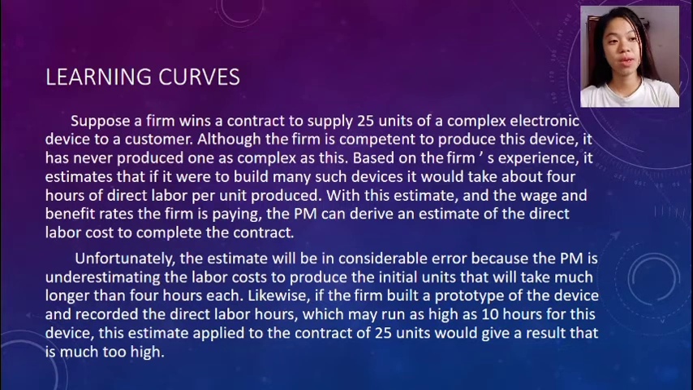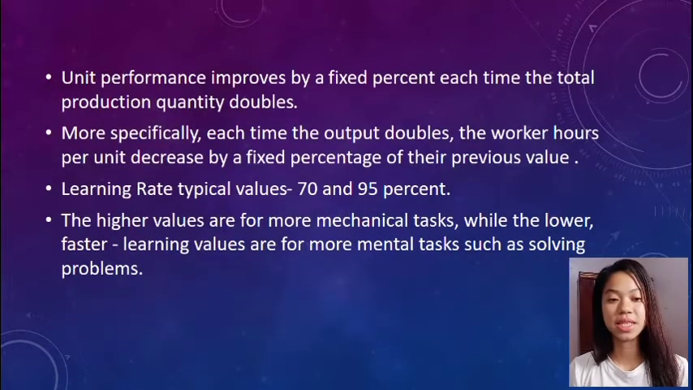Unfortunately, the estimate will be in considerable error because the project management is underestimating the labor costs to produce the initial units that will take much longer than 4 hours each. Likewise, if the firm built a prototype of the device and recorded the direct labor hours, which may run as high as 10 hours for this device, this estimate applied to the contract of 25 units would give a result that is much too high. In both cases, the reason for the error is the learning exhibited by humans when they repeat a task.